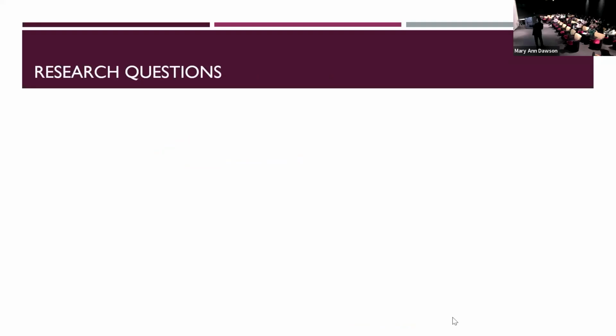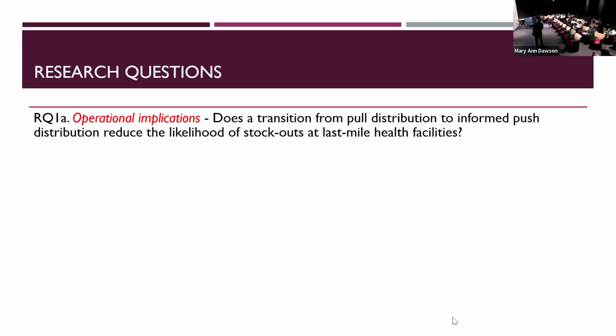Okay, so essentially, given this discussion, I want to formally lay out our research questions. So the first question that we ask is a baseline question. Is this even effective? It sounds great on paper, but we want to make sure that it is actually effective, right? So that is our first research question. Does a transition from the pull model to the informed push model reduce the likelihood of stockouts at last mile health facilities? So this is a fundamental question that we ask.